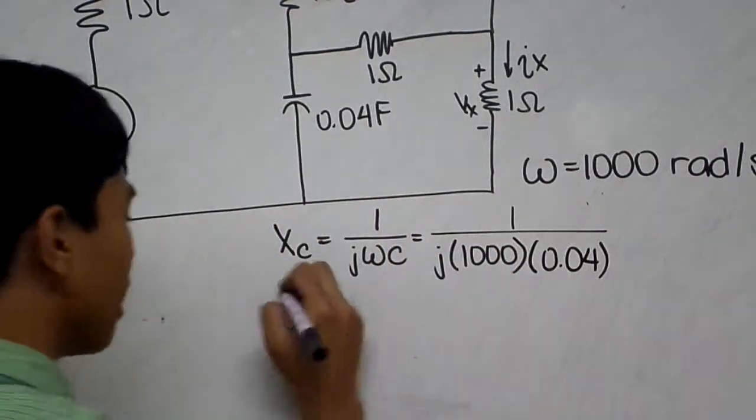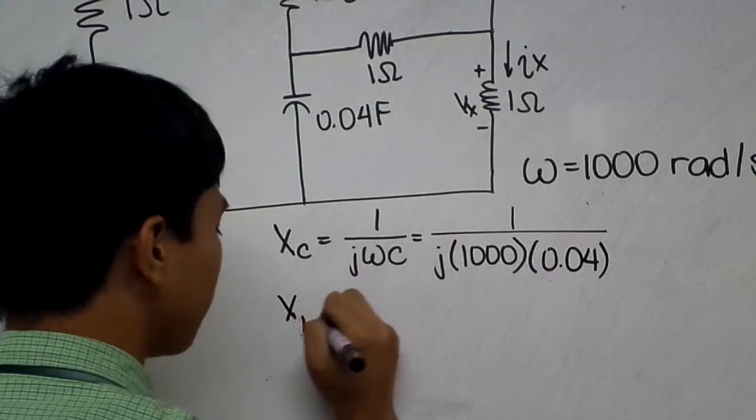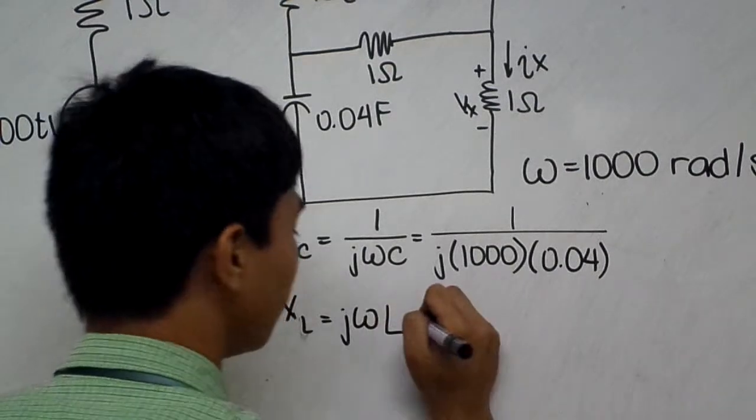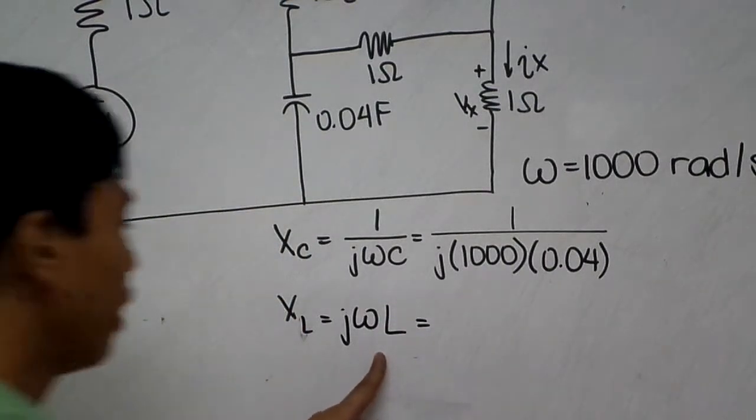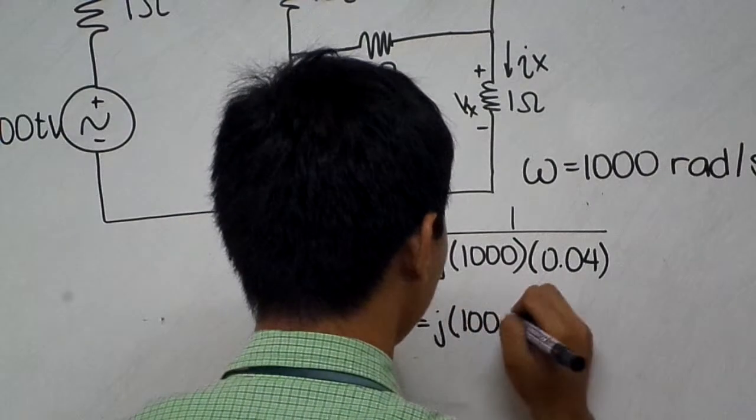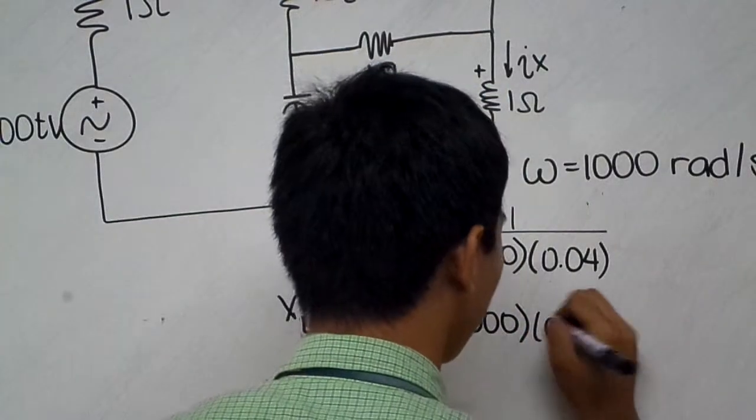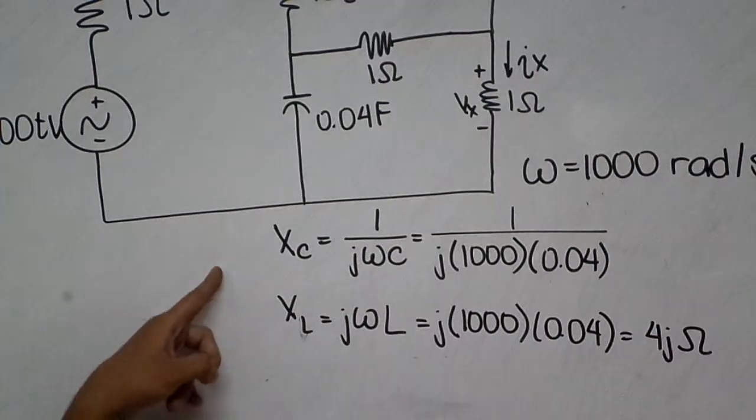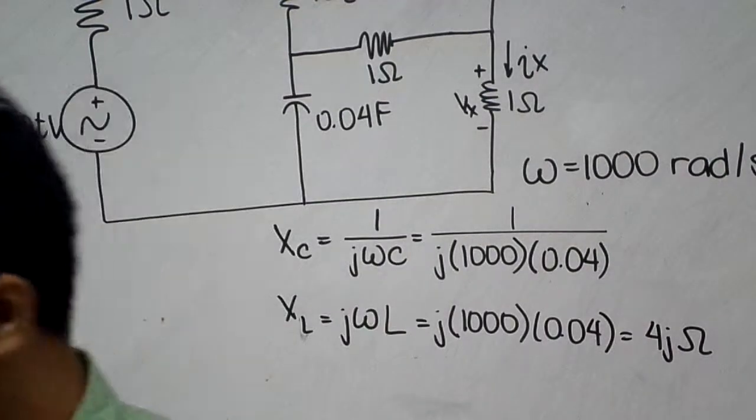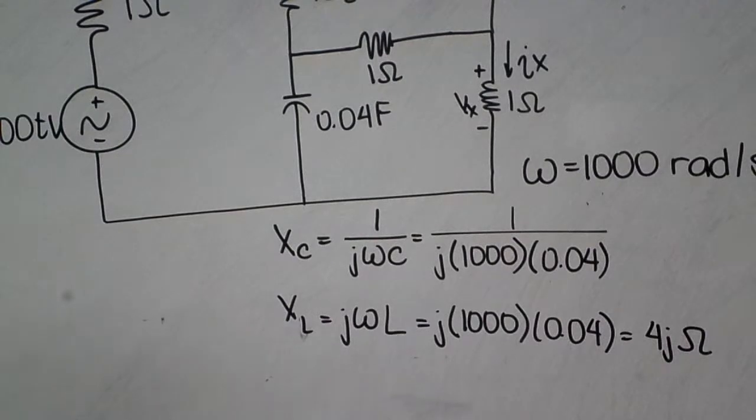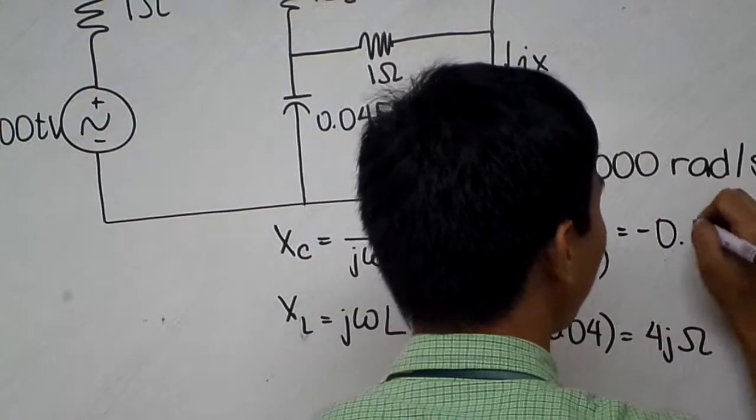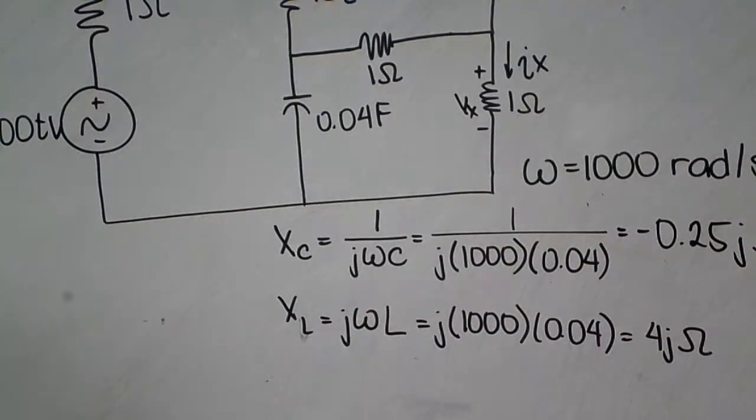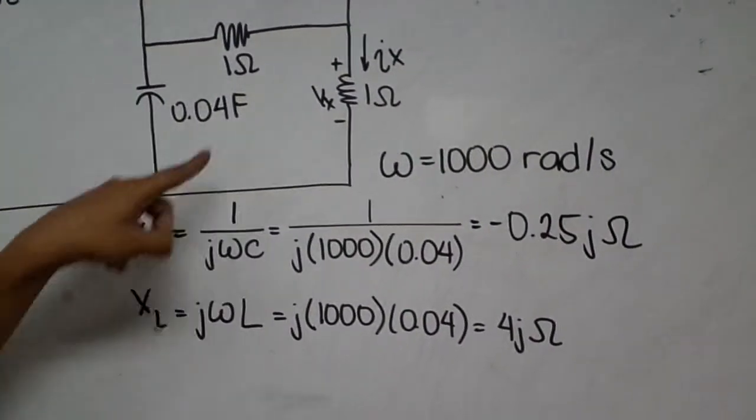reciprocal. Next, using the formula for the impedance of the inductor, we will have j multiplied by the angular frequency times the value of the inductor. We will have j times 1000 multiplied by 0.04. We will simply have 4j ohms. And upon simplifying the capacitor's impedance, we'll have negative 0.25j ohms. Now put these values into this circuit.